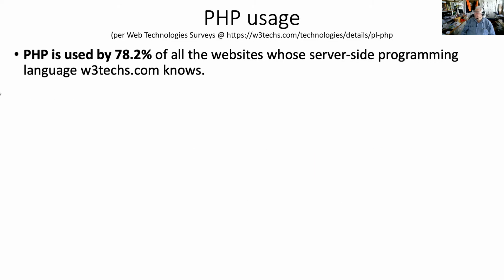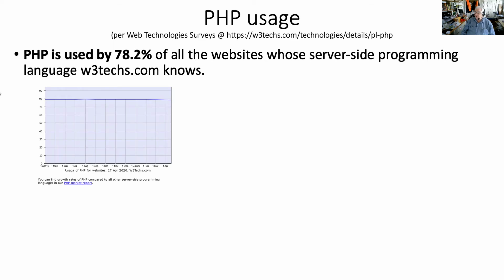Alright, so how much is it used? Well, PHP is used on 78.2% of the websites whose server-side programming languages W3Techs.com knows. Okay, and that's the address of these people, so you can decide if you believe them or not. But the fact is, PHP is on the predominant number of websites. And if you look, their penetration is fairly constant.